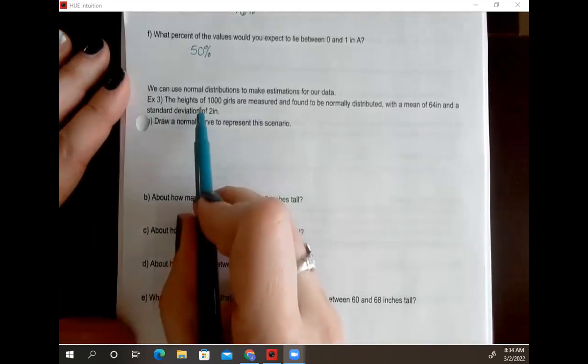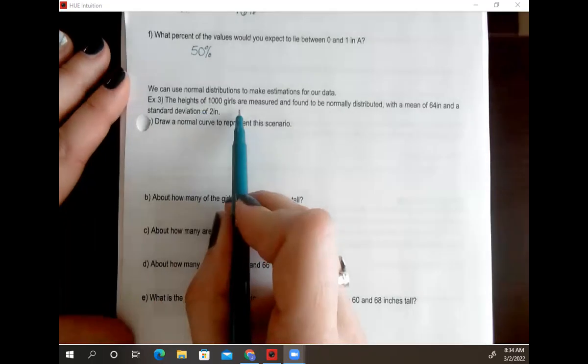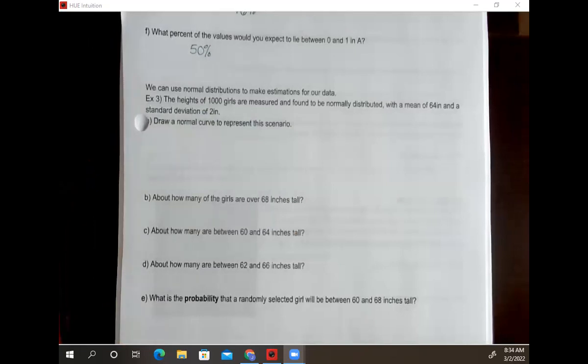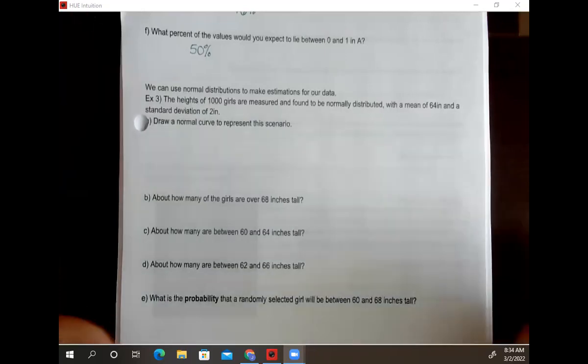So our data here is based on the heights of 1,000 girls. They're measured and found to be normally distributed with a mean of 64 inches, that's 5'4", and a standard deviation of 2 inches. It says girls, so I'm not quite sure what the age range is here, but for any given age range, I would expect if I took heights for 1,000 girls or 1,000 boys, or even if I looked at the population as a whole, just 1,000 kids, I would expect those values to be roughly normally distributed.